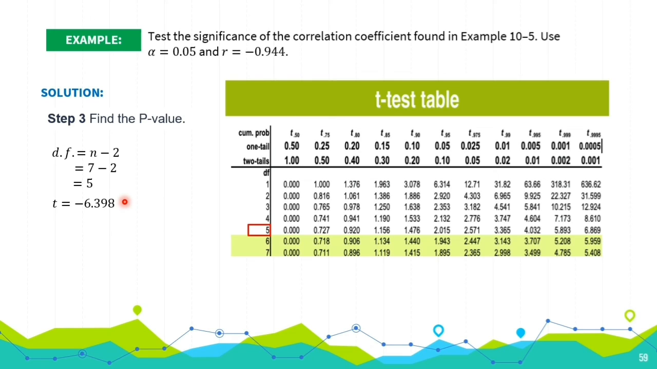In the table, we only have positive t values, so let's look for the value of positive 6.398. It falls between 5.893 and 6.869. So we have the p-value is greater than 0.001 but less than 0.002.